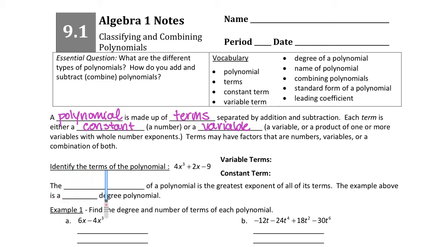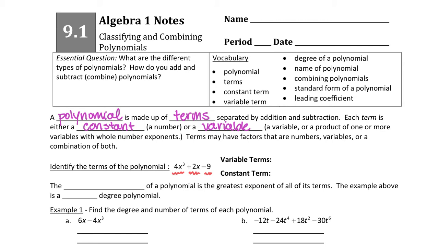So here we're going to identify the terms of the polynomial. The first thing we're going to do is just look. There are 1, so 4x cubed, or 4x to the power of 3. 2x, that's my second term. And -9 is my final term. Now, it's important that you realize that's a -9. Even though it's really -9, negative and minus sort of mean the same thing.